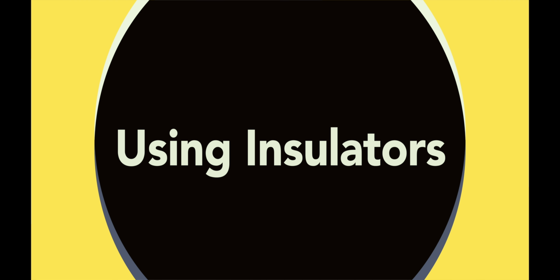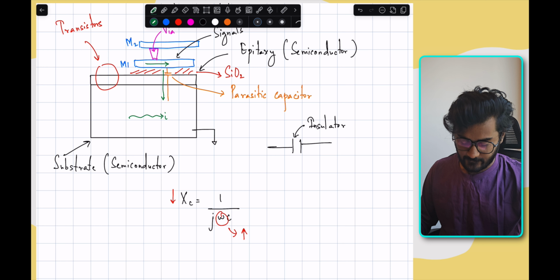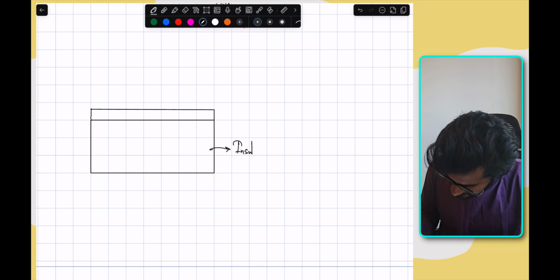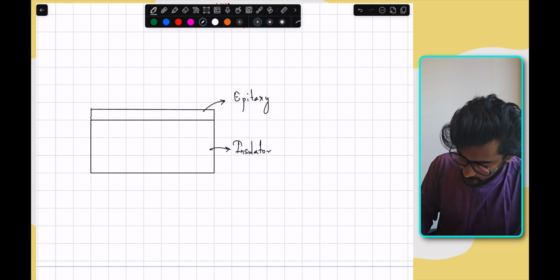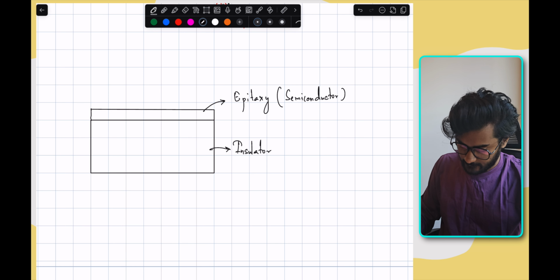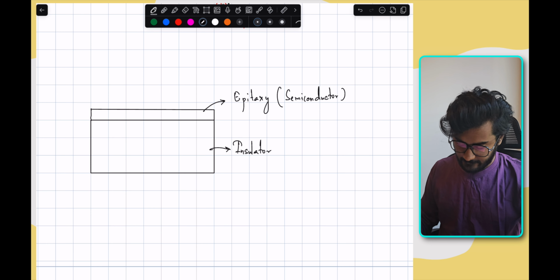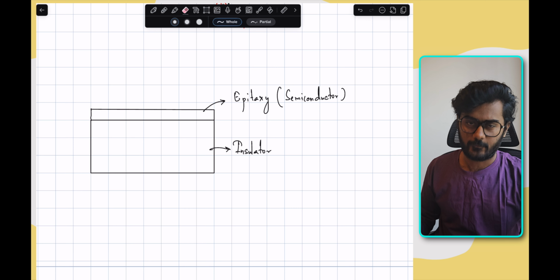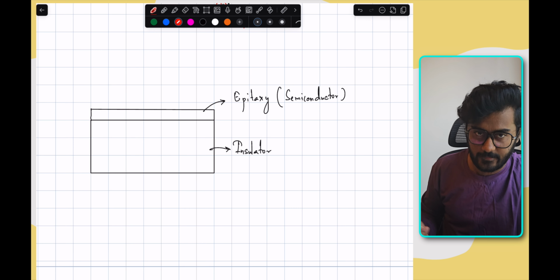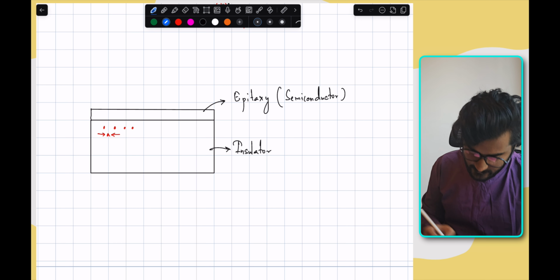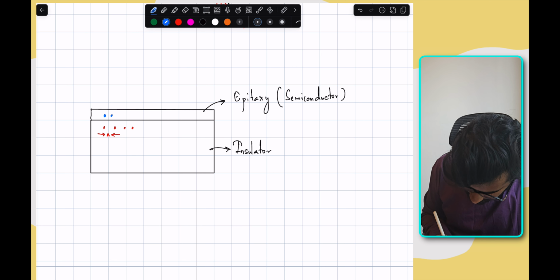The first solution that we had is, why not replace the substrate with an insulator? What I mean is, make the substrate an insulator and then grow the epitaxial layer, which is a semiconductor, on the insulator. Now let's see what the problem is when we try to do this. The first thing we have to consider whenever we are growing two different layers is that the lattices of those two layers should match. In simple terms, the atomic distance between the atoms in your insulator should match the atomic distance in your epitaxial layer, that is, your semiconductor.